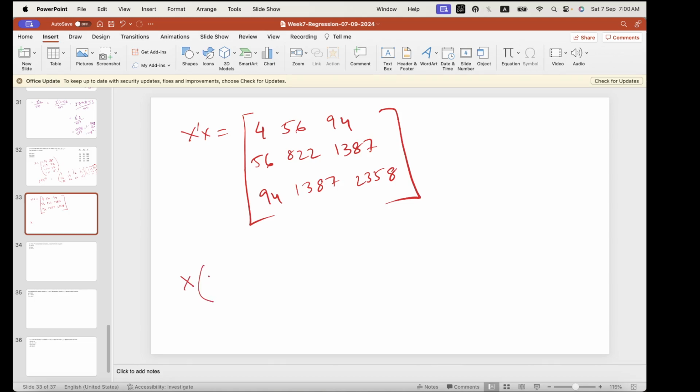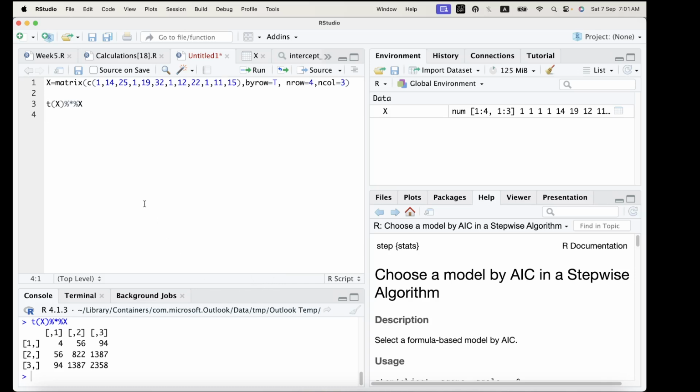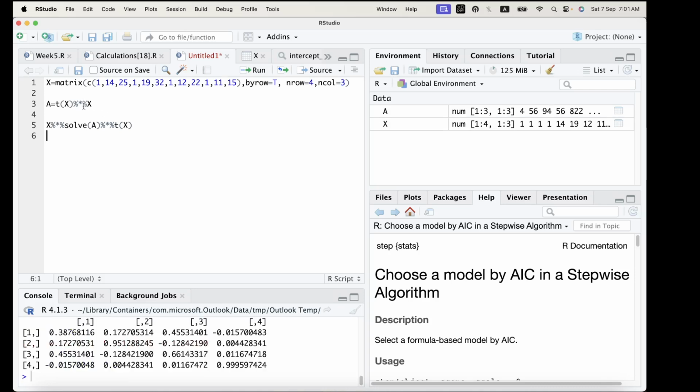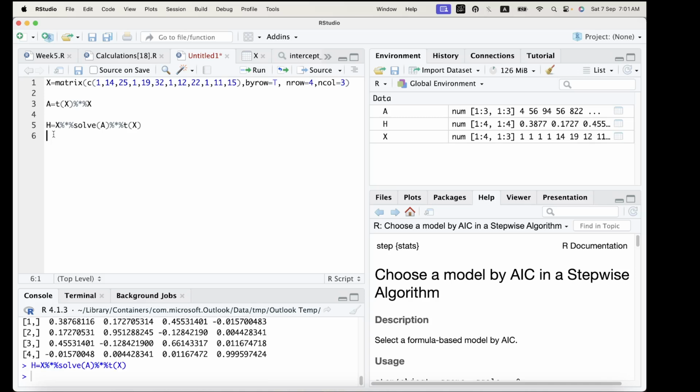Now we have to find out X into X transpose X inverse X transpose. So I'll just find it out. So this will be X into, let us write this as A, into to solve A, that would be X transpose X inverse into X transpose. So then what do we have? This is actually my H matrix. Okay, so H will be this thing.